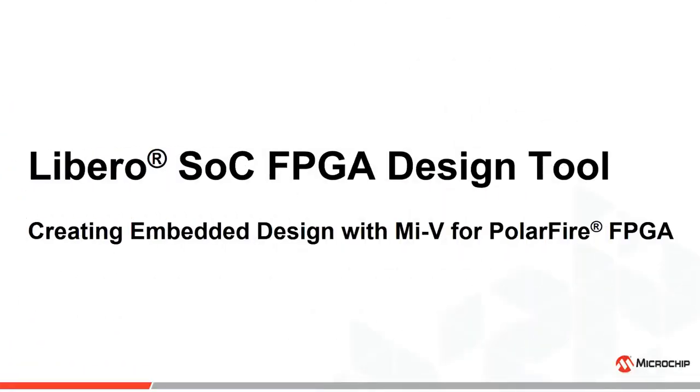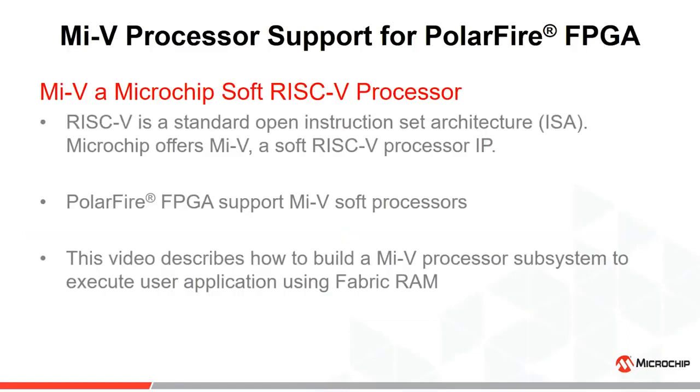Hello, and welcome to a short video presentation on how to create an embedded design system with Mi-V core for PolarFire FPGA. Mi-V is a Microchip soft RISC-V processor. Microchip offers the Mi-V processor IP and software toolchain free of cost. RISC-V is a standard open instruction set architecture. PolarFire FPGA supports the Mi-V core to run user applications.